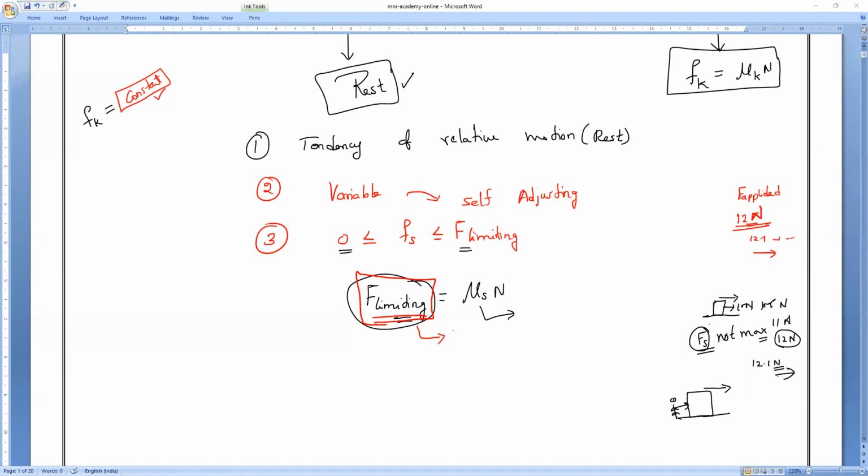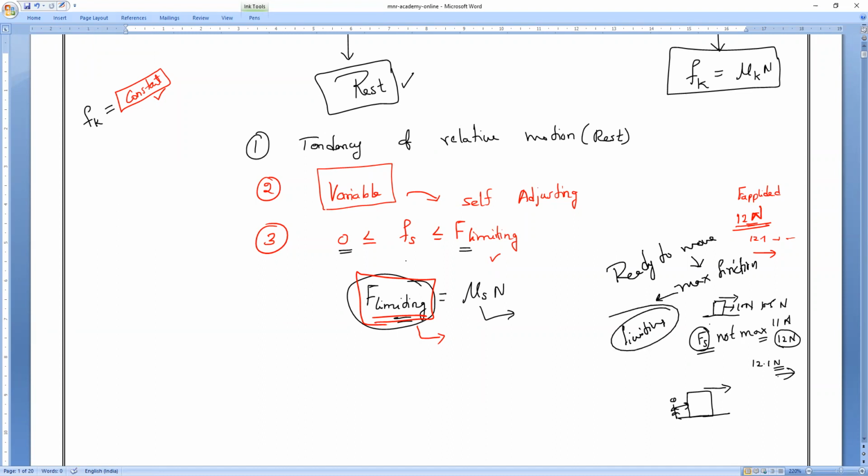That is why we say static friction is not constant. It varies from 0 to F limiting, the limiting friction. When the body is ready to move, it possesses maximum friction. That friction only we call limiting friction. Understand? All of you, please respond.